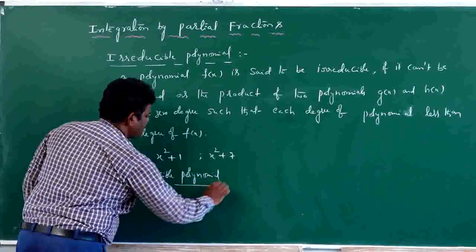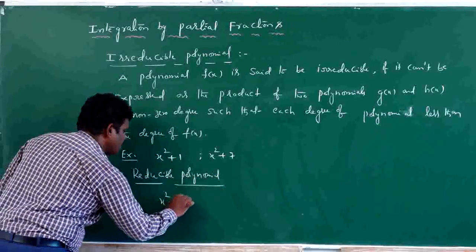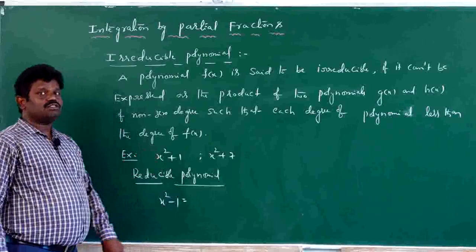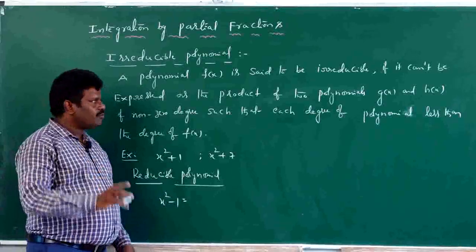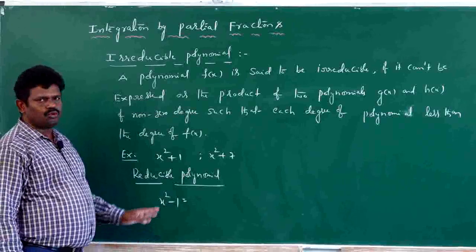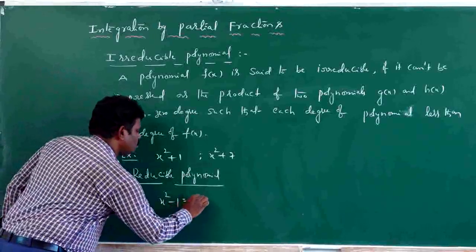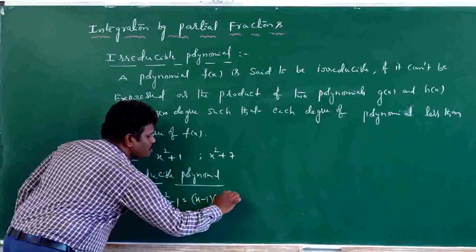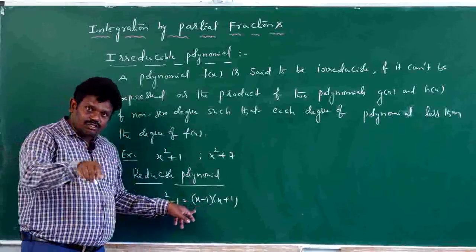Here, for example, take x square minus 1. Irreducible means the given polynomial cannot be expressed as the product of two polynomials. But in this one, a product of two polynomials is possible. Okay? Now this is the reducible polynomial.